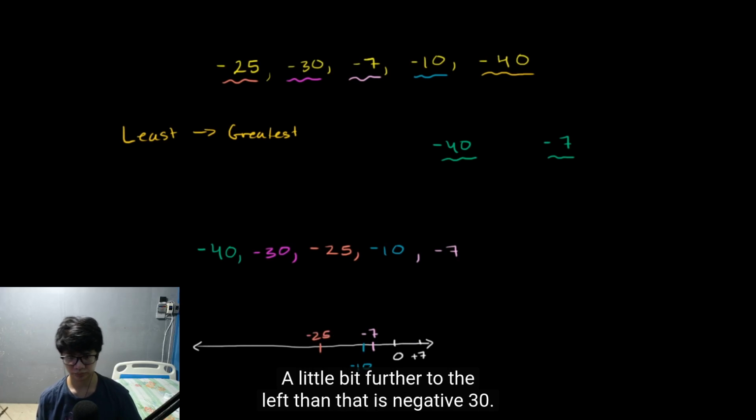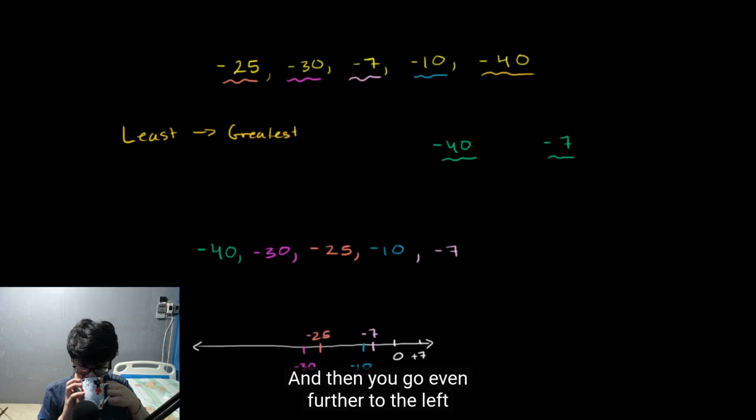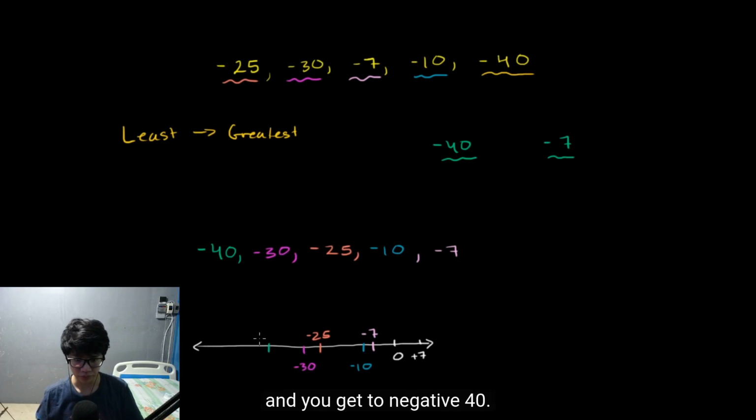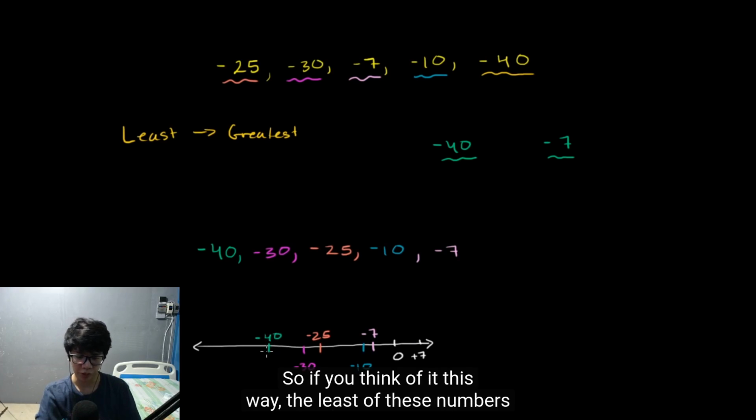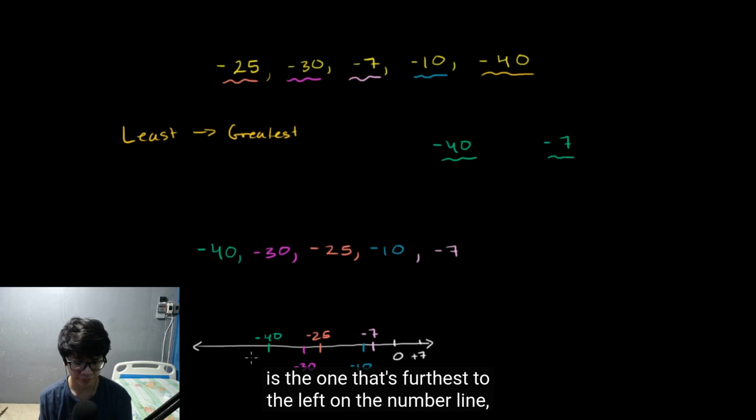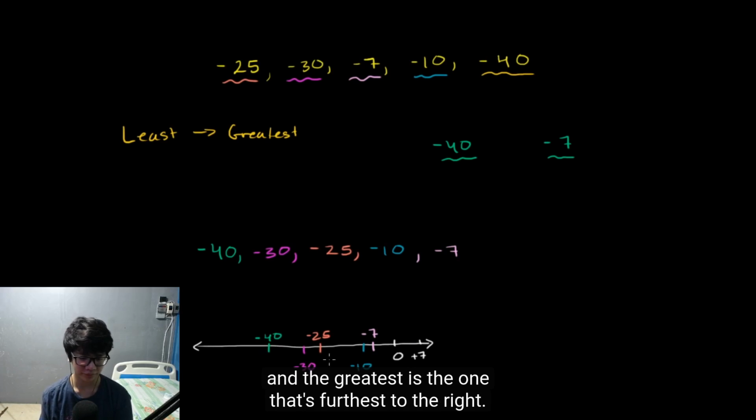A little bit further to the left than that is negative 30. And then you go even further to the left, and you get to negative 40. So look at scale. If you think of it this way, the least of these numbers is the one that's furthest to the left on the number line, and the greatest is the one that's furthest to the right.